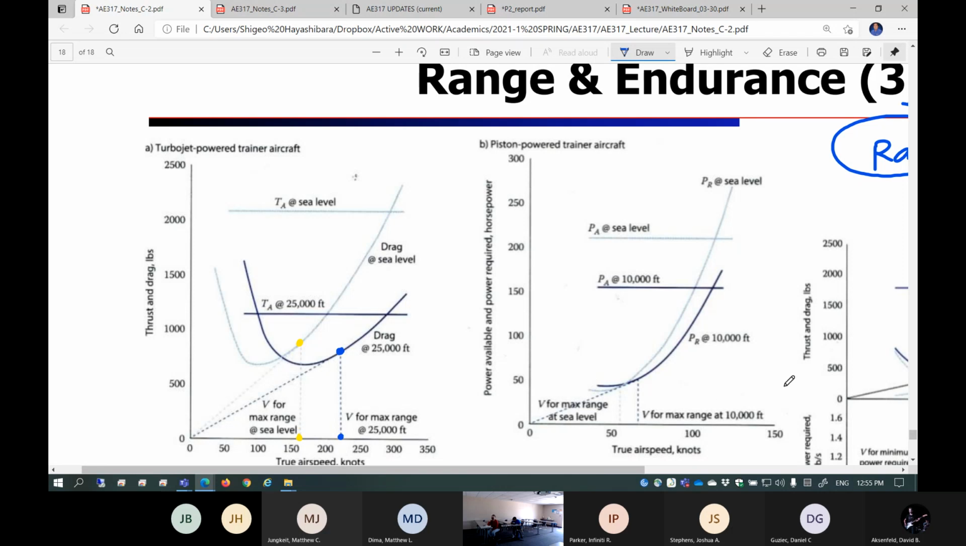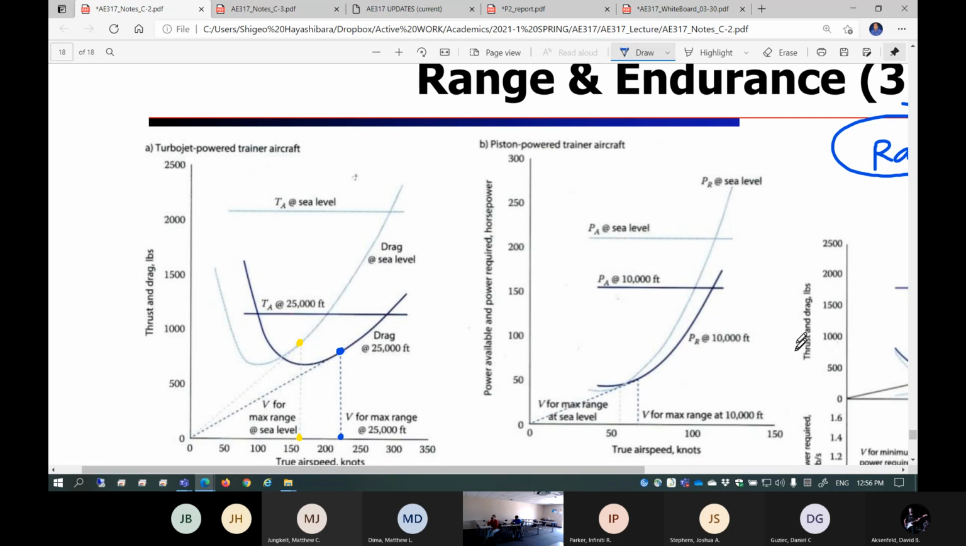Okay? This is actually a propeller-driven airplane. So this is a piston-powered propeller-driven airplane, so this is a power plot. Obviously, maximum range is the same thing. You draw a line from the origin, touching the curve here. At sea level, you're flying, I don't know, 60 knots. At 10,000 feet, you're flying faster, about 75 knots. So you still have an increase, I don't know, 20% of range by flying at 10,000 feet for this case.